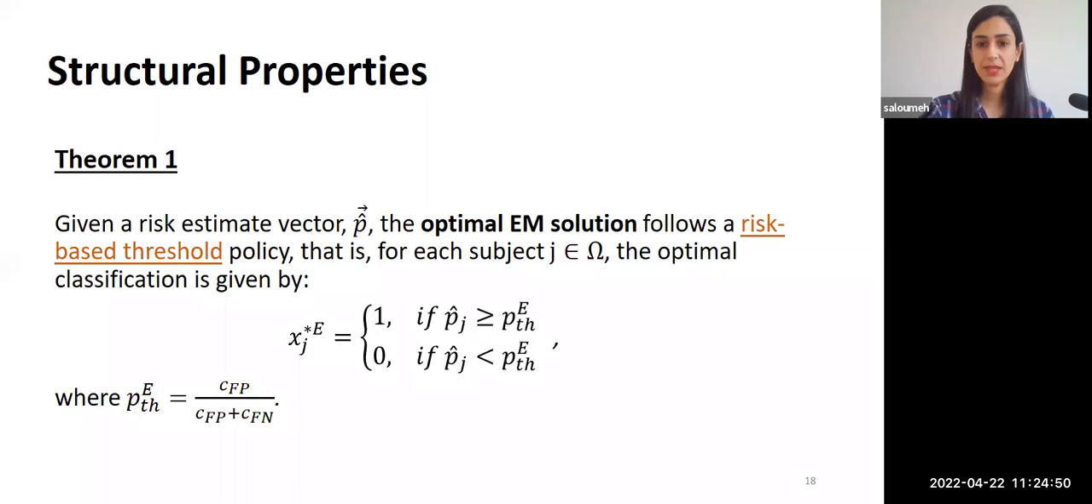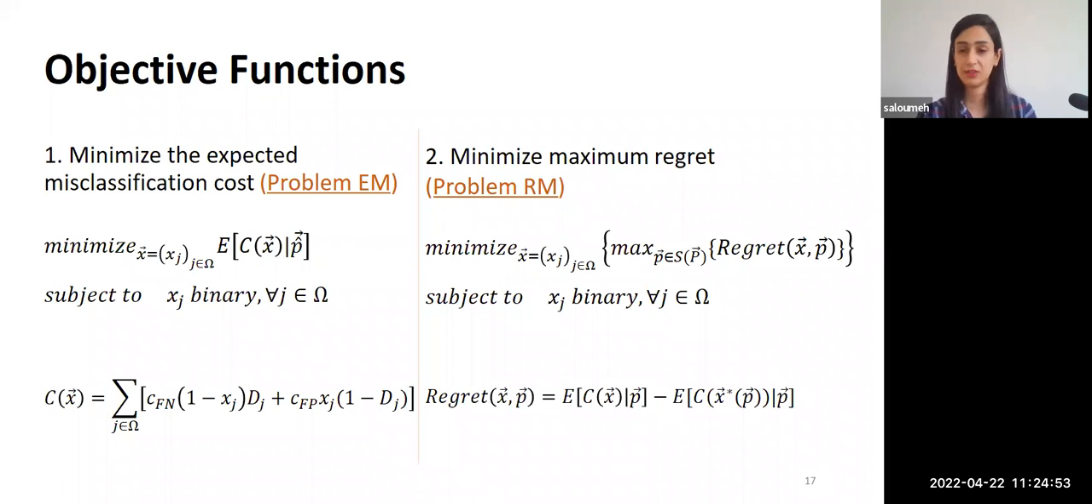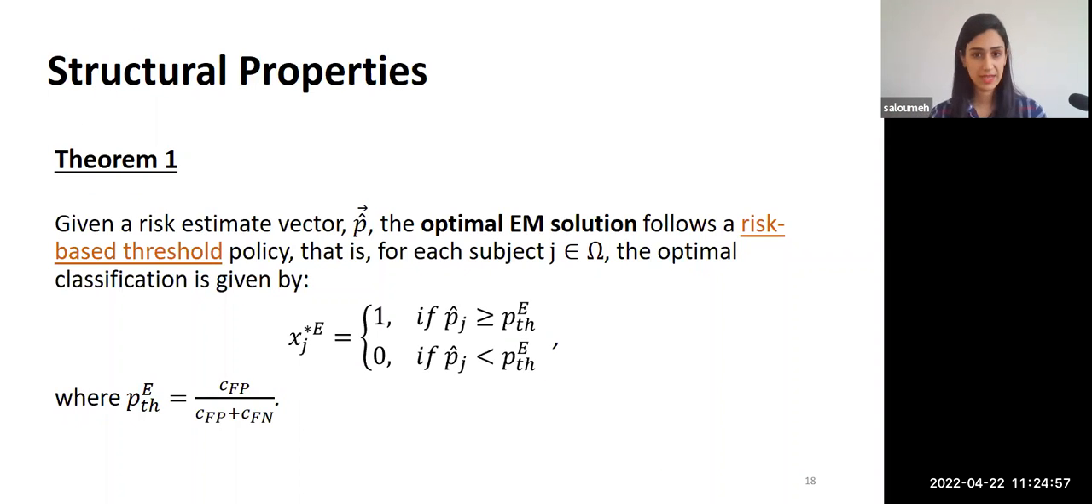And then we solved these models and characterized the optimal solutions, and we found really interesting results. We found that in both models, the expectation-based and the minimax regret-based model, the optimal threshold policy is a risk-based policy, which means that instead of having a fixed threshold on IRT level, or instead of having a fixed percentage, you need to have a fixed threshold on the risk of the disease. And this threshold only depends on the cost of false positive and cost of false negative. And then you estimate the risk of the disease for all subjects in the set and compare that with your risk threshold. So this is the result for problem EM.